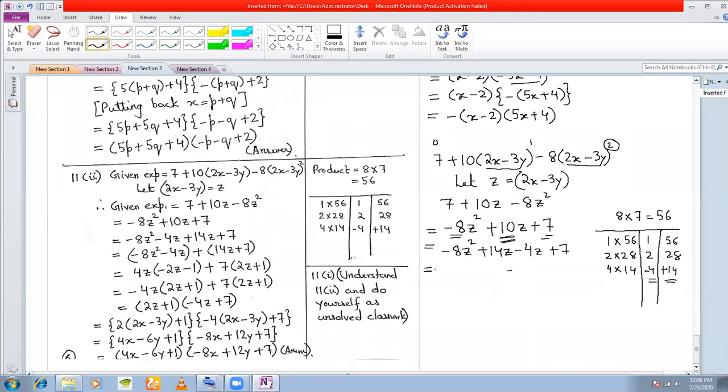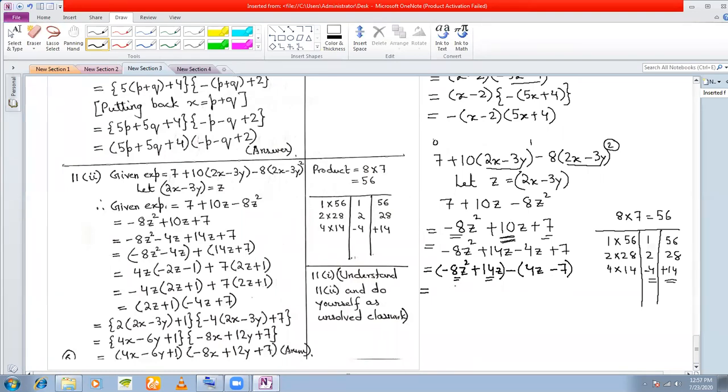See, I first group the first and second. Okay. Third and fourth. See that I'm keeping a minus sign outside. So the sign within the brackets is minus sign. You understood this step? Yes, sir. Now see, you have an 8z here, you have a 14z here.